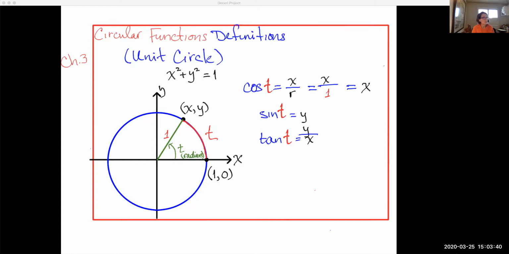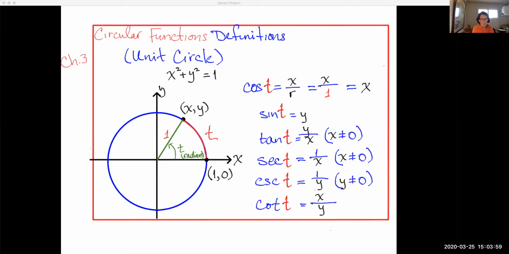All right. And then my other definitions, remember x can't be 0, otherwise tangent won't exist when x is 0. So the other definitions are secant is 1 over x, cosecant is 1 over y, and cotangent is x over y. So these are new definitions that we need to memorize, but we already kind of know them from our work in chapter 1. We just don't have r anymore. We can just ignore it.